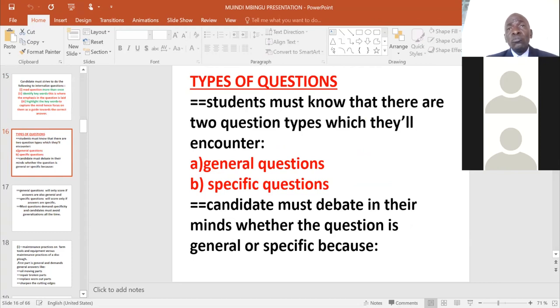There are 2 major types of questions. There are general questions and there are specific questions. So as you read a question, you must interrogate to find out whether the question is general or it is specific. Now, what do I mean?